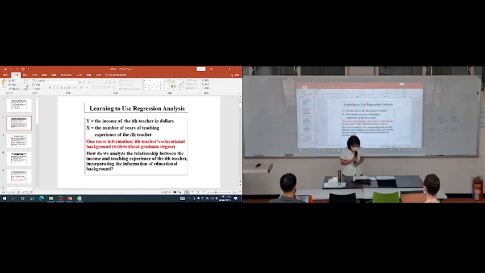Now, if you want to introduce this kind of information, this is what we ask: how do we analyze the relationship between the income and teaching experience of teachers, incorporating the information of educational background?